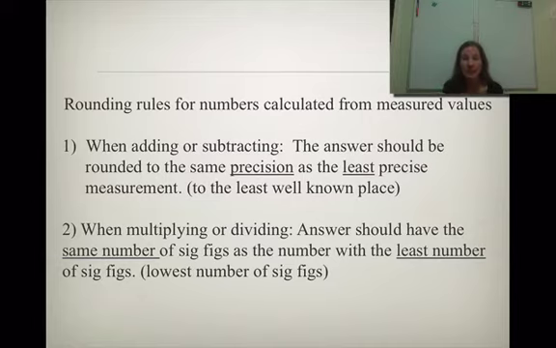The rule for multiplying and dividing is that your answer should always have the same number of significant figures as your least well-known number that you use in your calculation. So you don't look at how well-known the number is in terms of its places, you just count. If you multiplied two numbers together and one has 3 significant figures and one has 4 significant figures, your final answer should be rounded to 3 significant figures because that is the lowest number of significant figures you have in your problem.